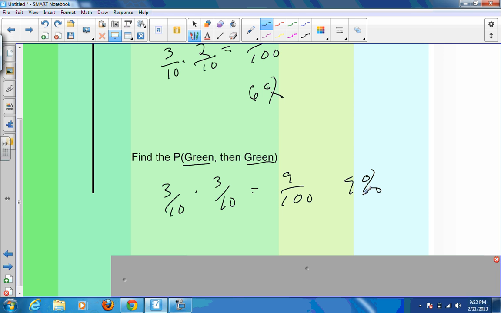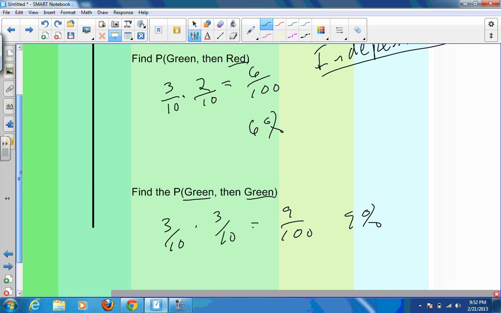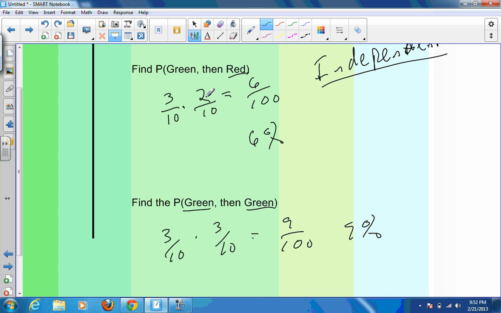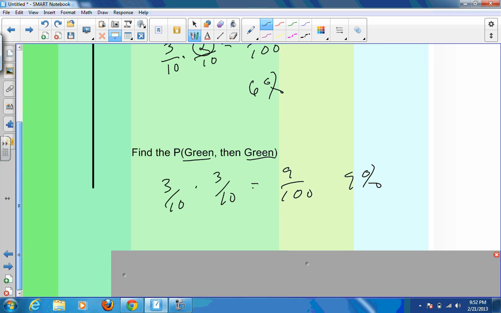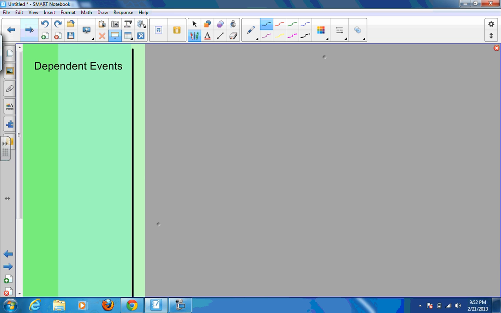So I have a little bit better chance of getting 2 green marbles in a row than I do a green marble and then a red marble, because it makes sense. There's only 2 red versus the 3 green. Okay? All right. Moving on here.